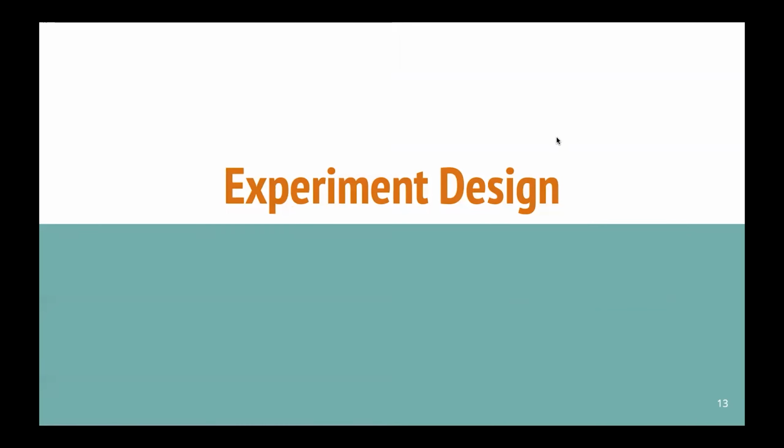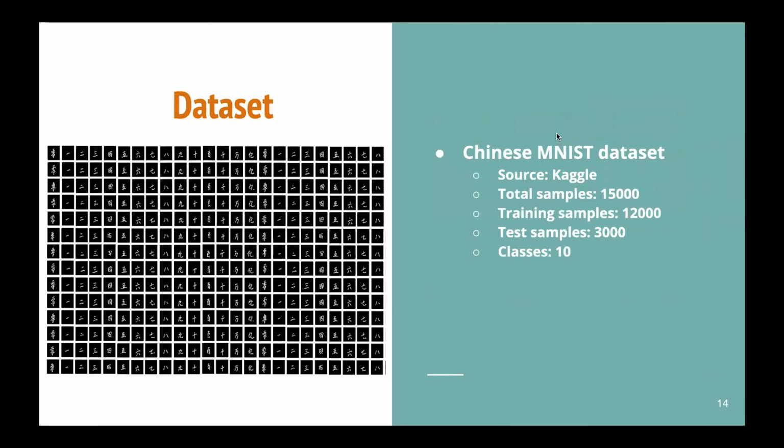Now let us take a look at our experiment design. The data set we are using for this experiment is the Chinese MNIST data set. Here we can look at a preview of the data set on the left side. This was an open source CSV format data set available on Kaggle. It comprises 15,000 samples in total.